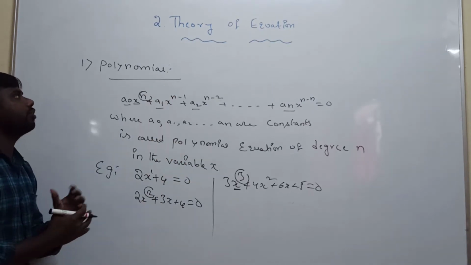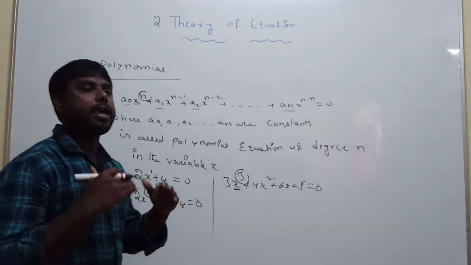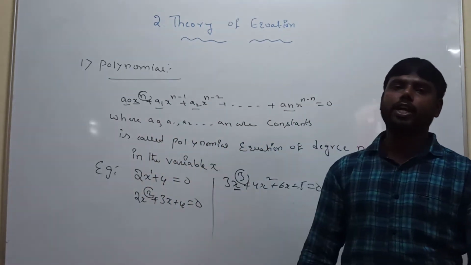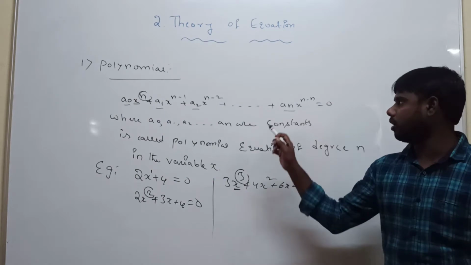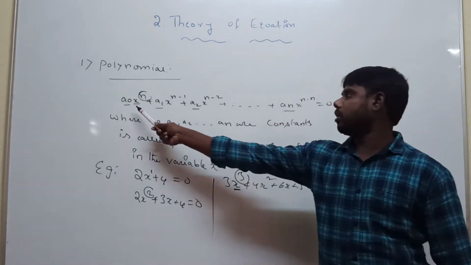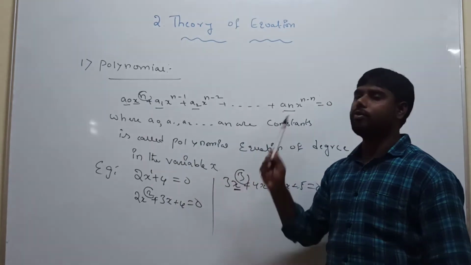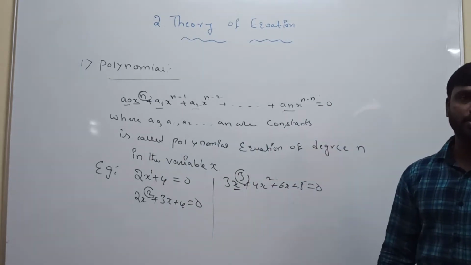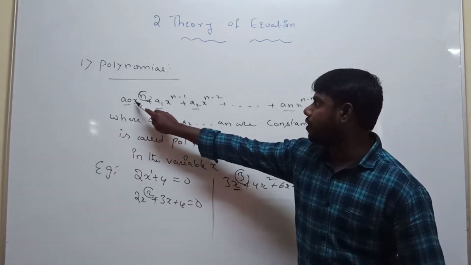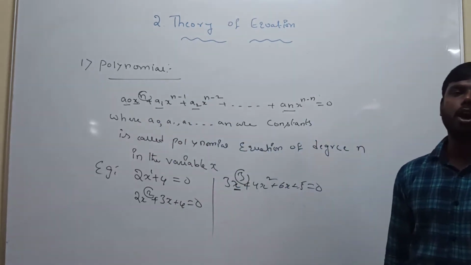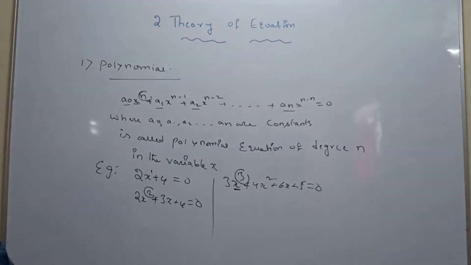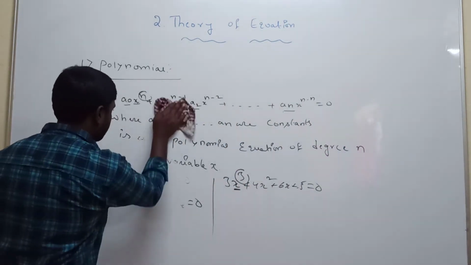What is the definition of a polynomial equation? It is an expression of the form a0 x to the power of n plus a1 x to the power of n minus 1 plus so on, plus an, is equal to 0, where a0, a1, a2, so on, an are constants. It is called a polynomial equation of degree n in the variable x. You understood?